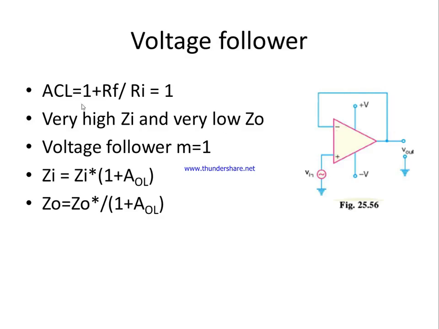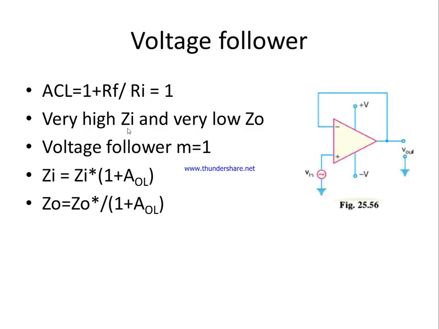Okay, then what about the closed loop gain? Closed loop gain will be 1 plus Rf by Ri. Here Rf is 0, Ri is also 0, so it will become 1. Then the input impedance Zi will be very high and Zo will be very low because for a voltage follower, M, the feedback factor, is 1. Then Zi will be Zi star into 1 plus AOL, and Zo will be Zo star divided by 1 plus AOL. So there will be very high input resistance and very low output resistance.